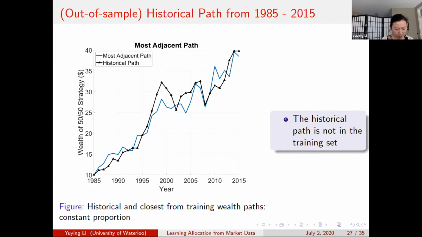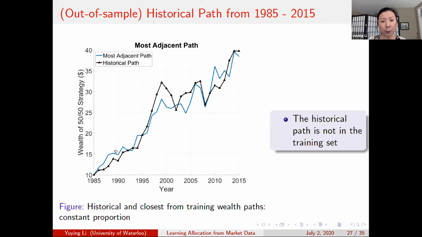Okay, so I'm going to show two more pictures. Remember, we generate training data from the historical past by block resampling, right? Then we generate many scenarios using the block resampling. So the question is, how does this optimal strategy perform on the historical past itself? Based on the mathematical analysis I showed before, the historical past itself is not in the training set, the probability is very small.